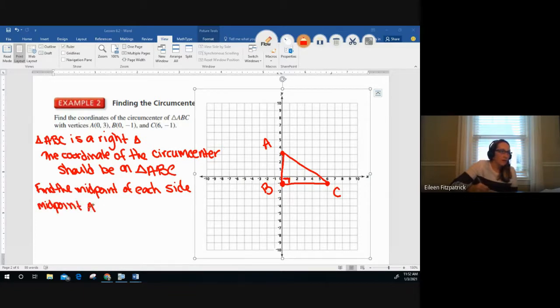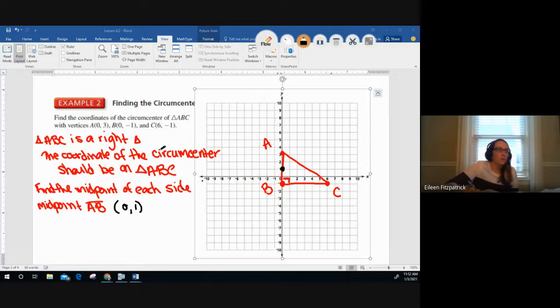All right, so to find the midpoint of AB, luckily, we don't really have to use the midpoint formula because it is a vertical segment that is 1, 2, 3, 4 units long. So the midpoint is going to be 1, 2. The midpoint's going to be right here. Okay, so the midpoint of AB is located at 0, 1.